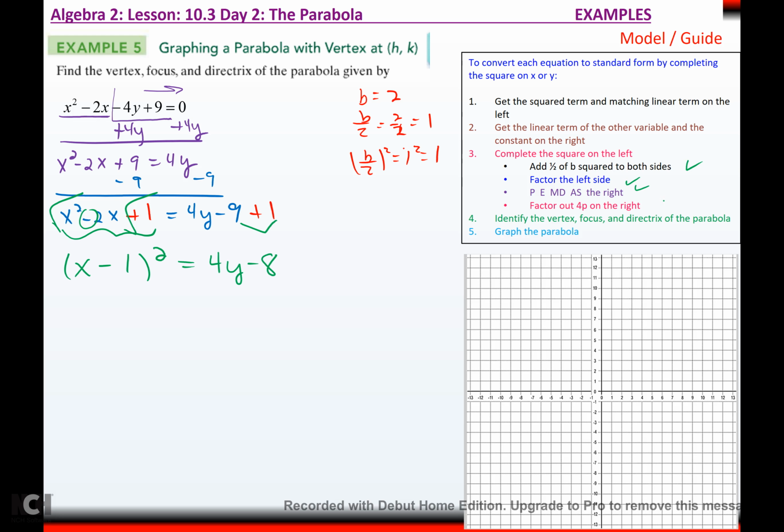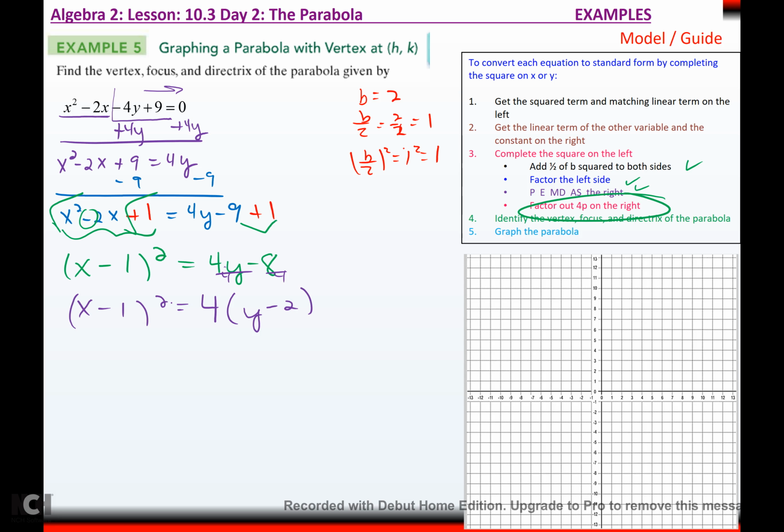So I've done all this. Now I'm at factor out 4p, which I don't care whether it goes into the other evenly or not. Whatever's touching, in this case y, that's your 4p. If I factor out 4, I'm going to have y minus 2 left.